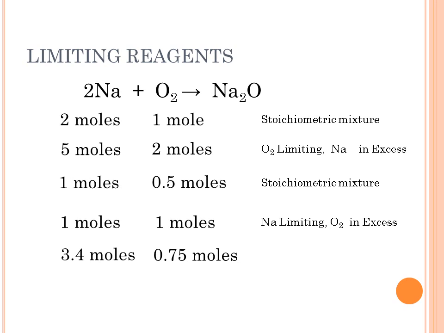The numbers don't have to be whole numbers, they can be fractions as well. We can work it out in exactly the same way. Our mole ratio is 1:2, so 0.75 of a mole of oxygen needs twice that much sodium, so it needs 1.5. We've been given 3.4, so therefore in this case again we're going to have excess sodium and the oxygen will be our limiting reagent.